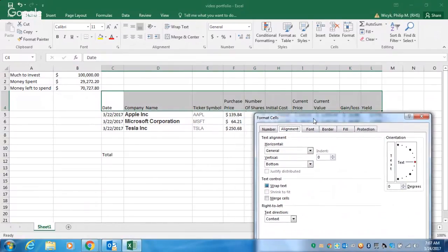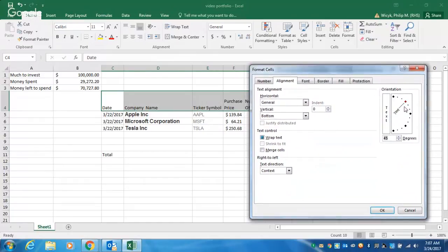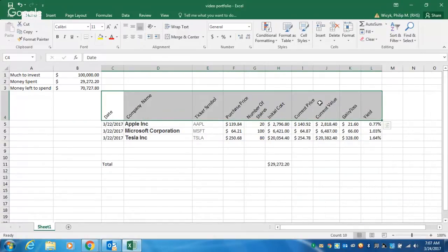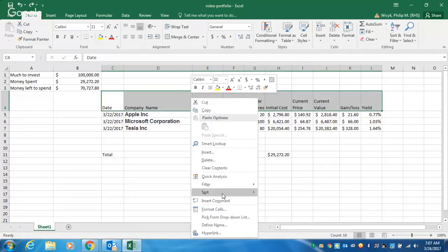The alignment. The only thing really worth paying attention to here, that you can't do outside of format cell, is how you want to rotate or present the text. So you could do this here. I'll show you real quick. I just moved this little slider up to 45 degrees. If I hit OK, notice it takes everything inside those cells and rotates it 45 degrees.